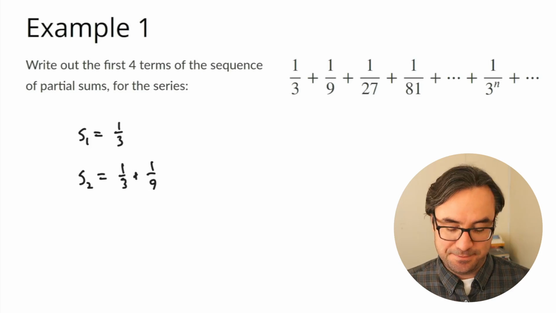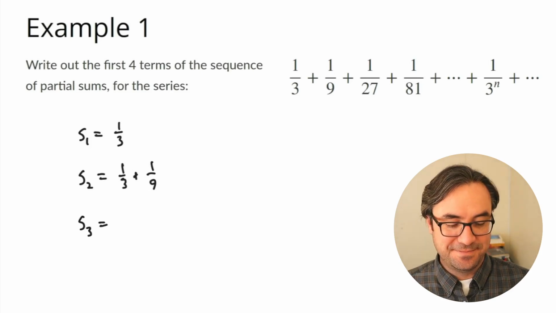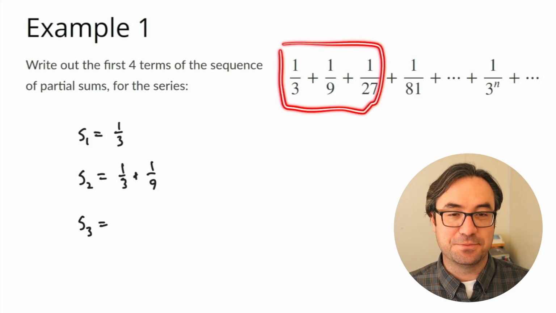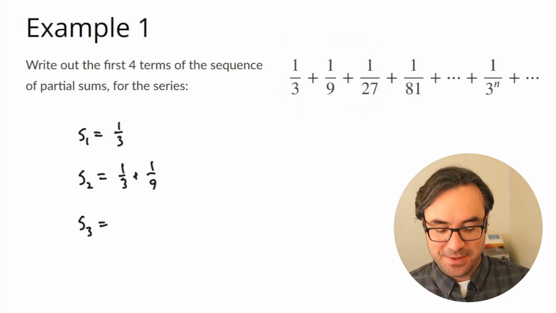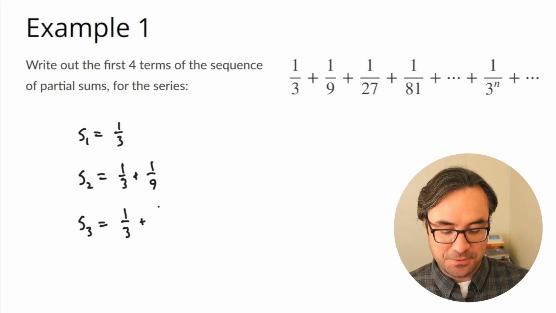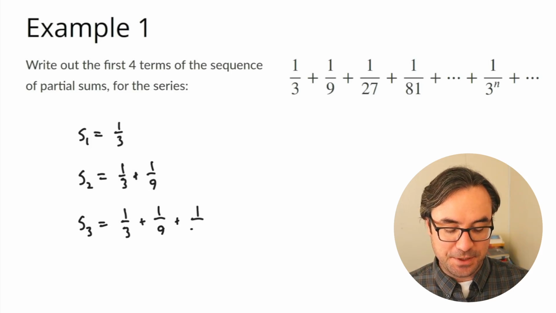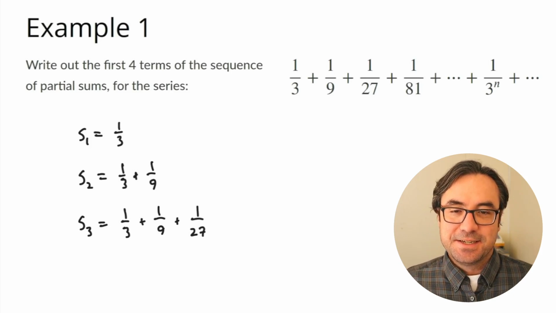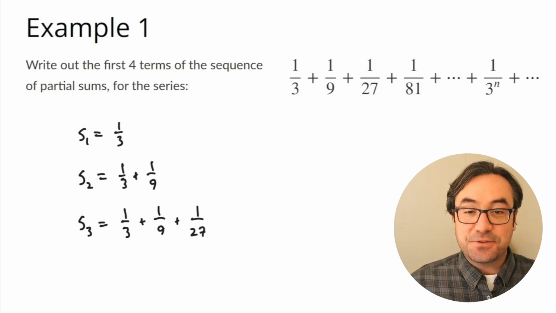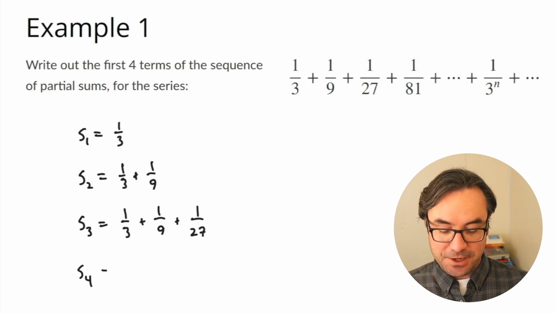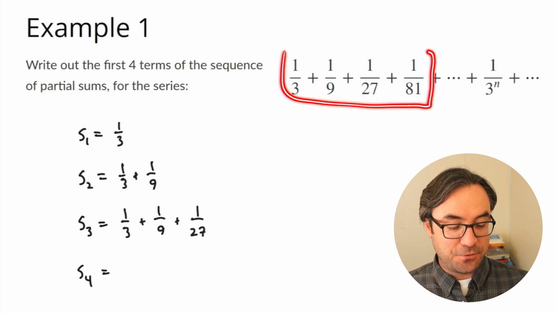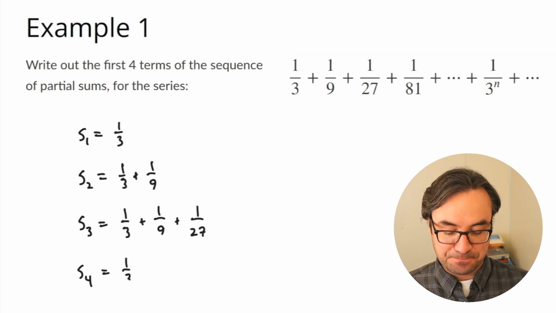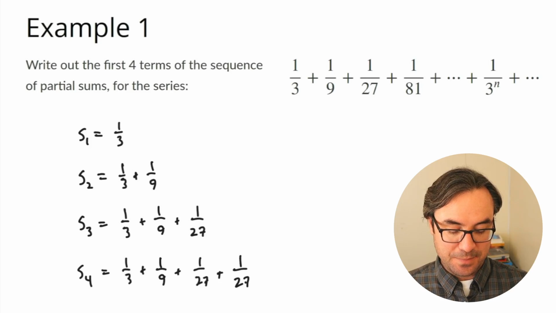What's s3? Well, we take the first three terms and we add them together. So it's 1/3 plus 1/9 plus 1/27. And, well, one more, s4. What's s4? Well, you can probably guess it. We take the first four terms and add them together. And that's it.